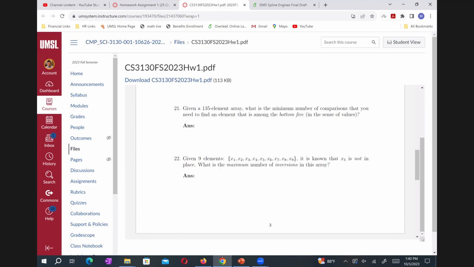Number 22, given 9 elements, it is known that X5 is not in place. What is the maximum number of inversions in this array? Do you have idea on this one? I'd like to give you some hints.